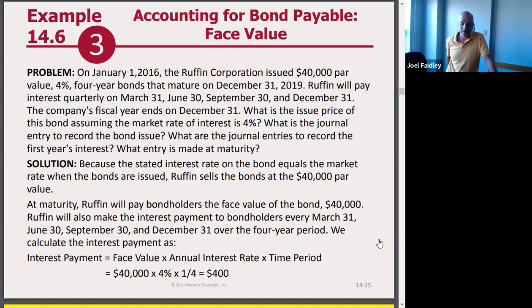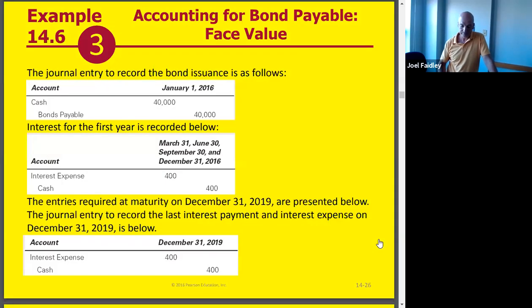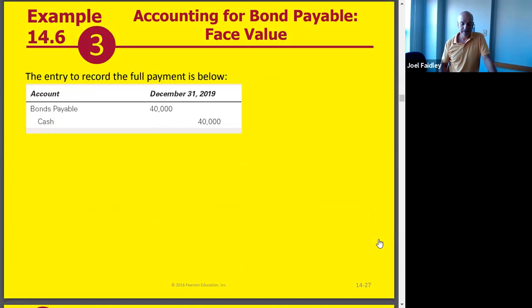And the issue price is going to be at par, right? That's very simple. $40,000. There is no discount. There is no premium because the market rate is equal to the stated rate. Interest expense, you can see there is $400 every month, $1,600 a year, right? 4% of $40,000 is $1,600 in a year, but it's $400 every 3 months. All right, and then at the end of the term, there's the actual debit bonds payable. Get it off your books and pay back the cash that they gave you. So that's a very simple, straightforward bond payable where the stated rate of interest is the same as the market rate of interest.